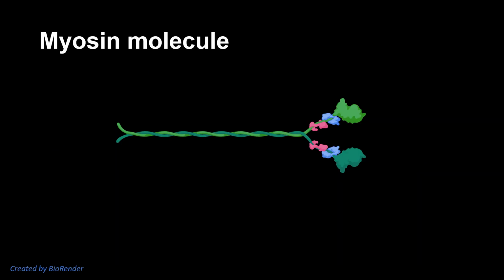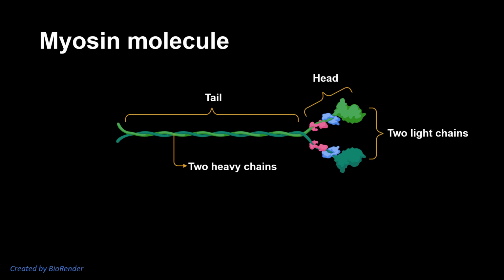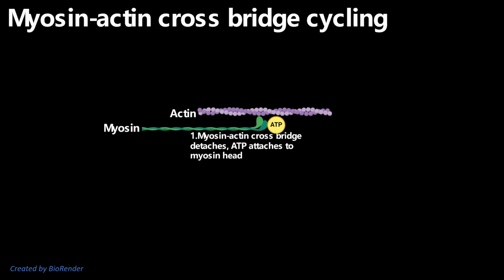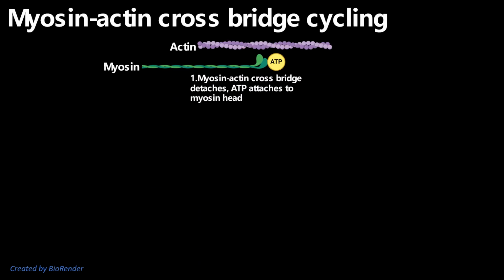Myosin is composed of two heavy chains at the tail and two light chains at the head. One of the light chains of each myosin head becomes phosphorylated in response to the activation of myosin light chain kinase. Before contraction begins, the myosin heads bind with ATP, and then the myosin-actin cross-bridge detaches.